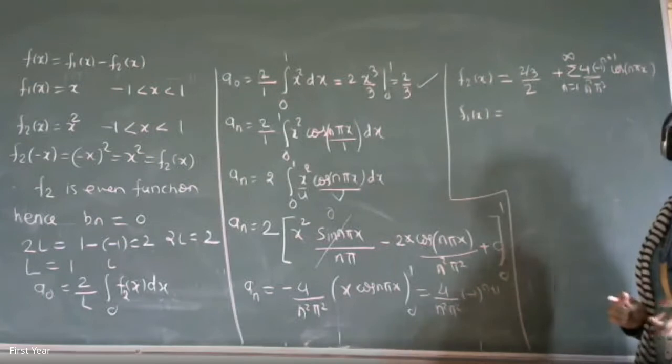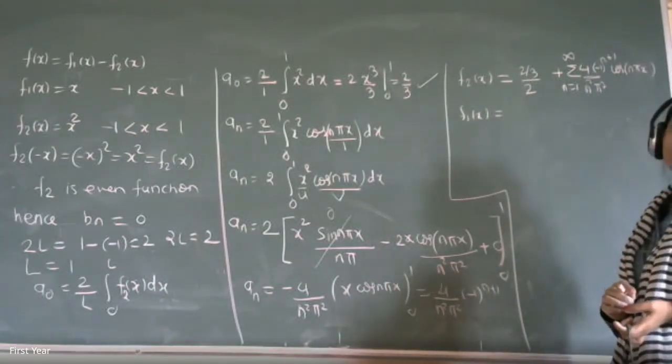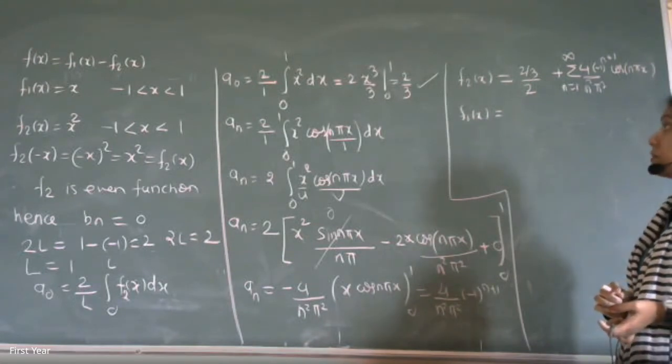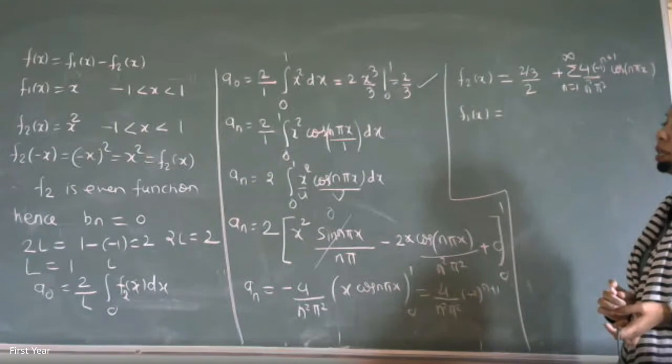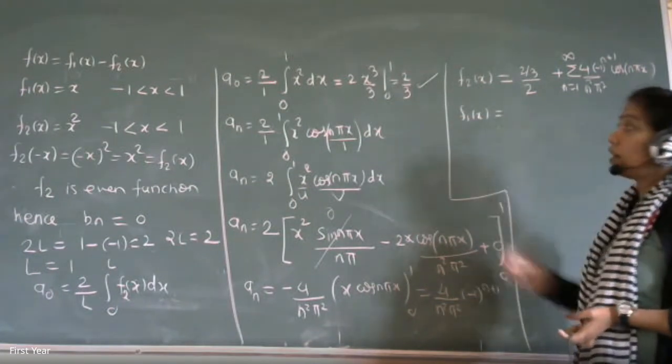How many of you got the expansion for f1 of x? f1 of x का expansion आया. f1 of x क्या था? x. It's an odd function, so only bn will remain. a naught and an will be 0. So what is the value of bn? bn की value.